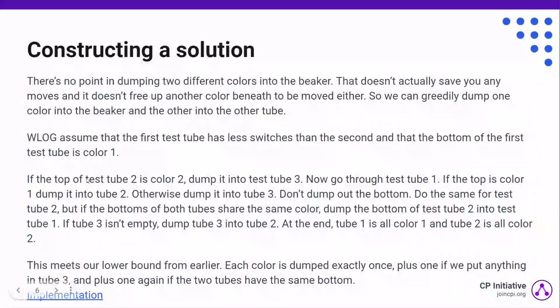Yeah, as I was saying, it doesn't save you any moves to dump 2 colors into the beaker. So no matter what, the beaker is only ever going to have 1 color at one time. So when we're sorting through the test tubes, we can greedily dump 1 color into the beaker and dump the other into the other test tube. Does that make sense?